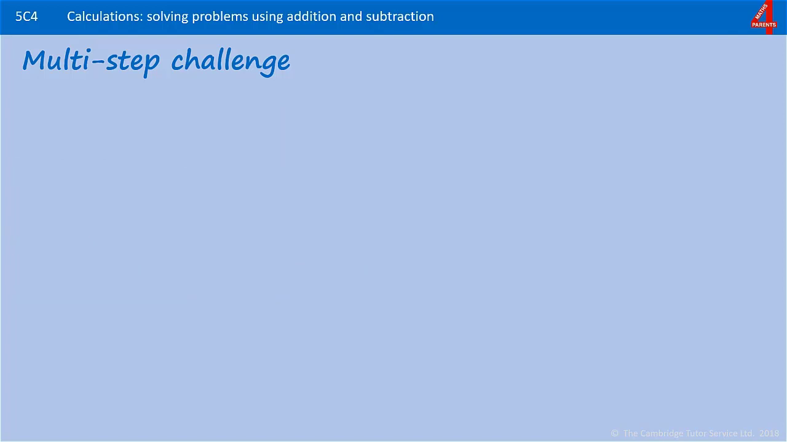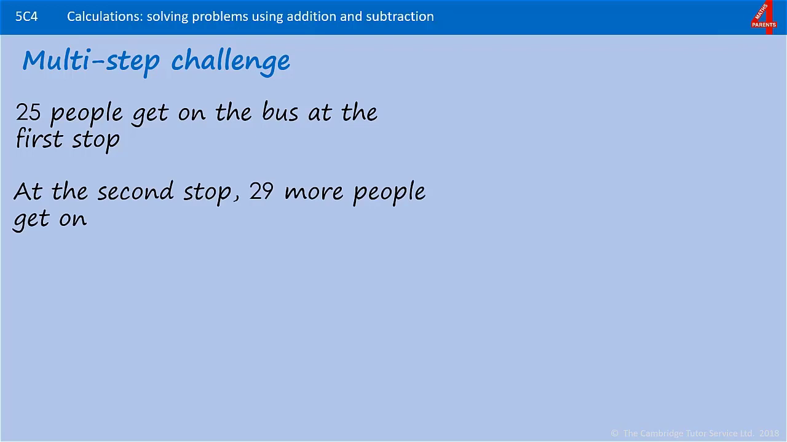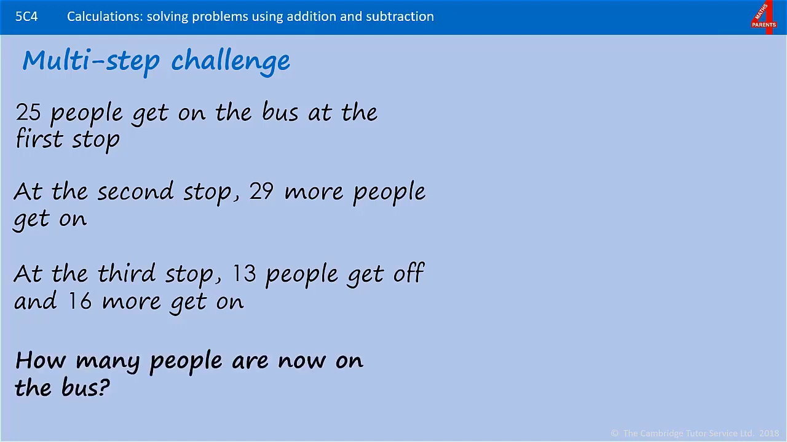And here's one for you to try. 25 people get on the bus at the first stop. At the second stop, 29 more people get on. At the third stop, 13 people get off, and 16 more get on. How many people are now on the bus? Don't forget to use the RUCSAC acronym to help you answer everything in the question. Pause the video, have a go.